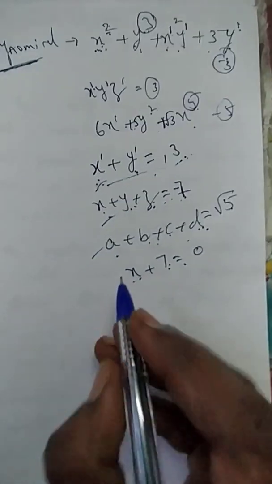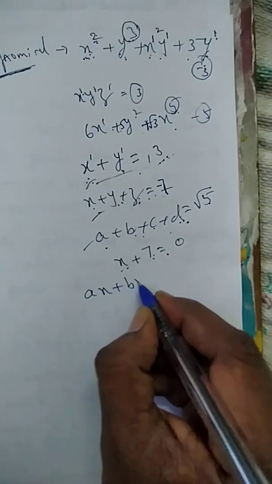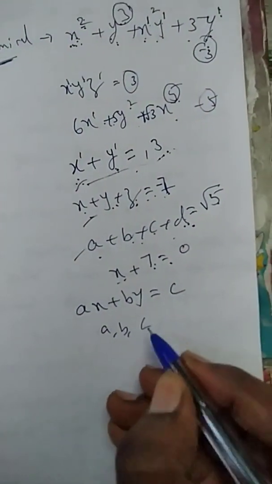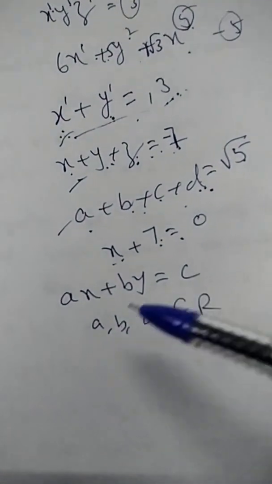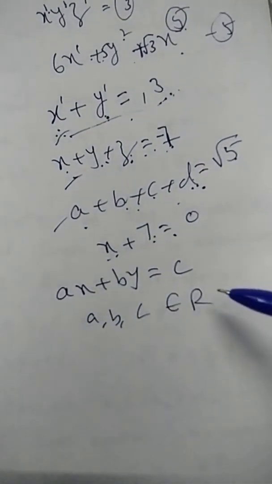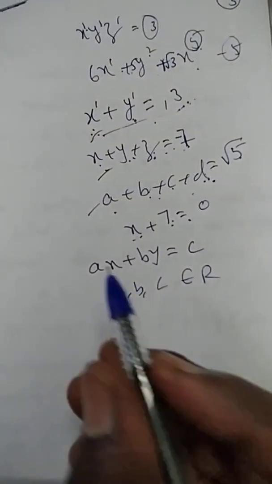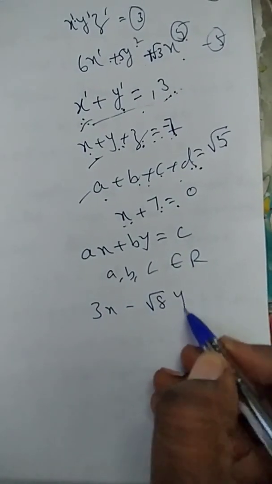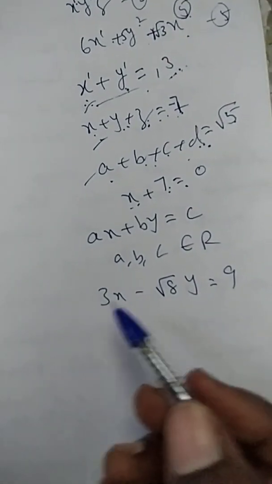Now we are taking one more example: ax plus by is equal to c. No doubt it is a linear equation where x and y are variables, and a, b, c belong to the real numbers. The meaning is that in the places of a, b, c we are keeping any real number. For example, you can substitute the real numbers: 3x minus root 8 y is equal to 9. Now it is a linear equation.